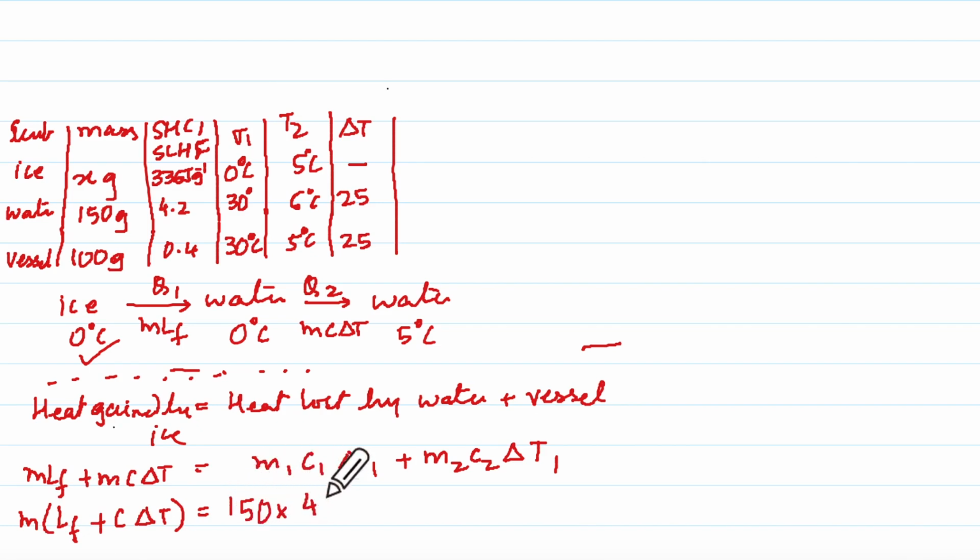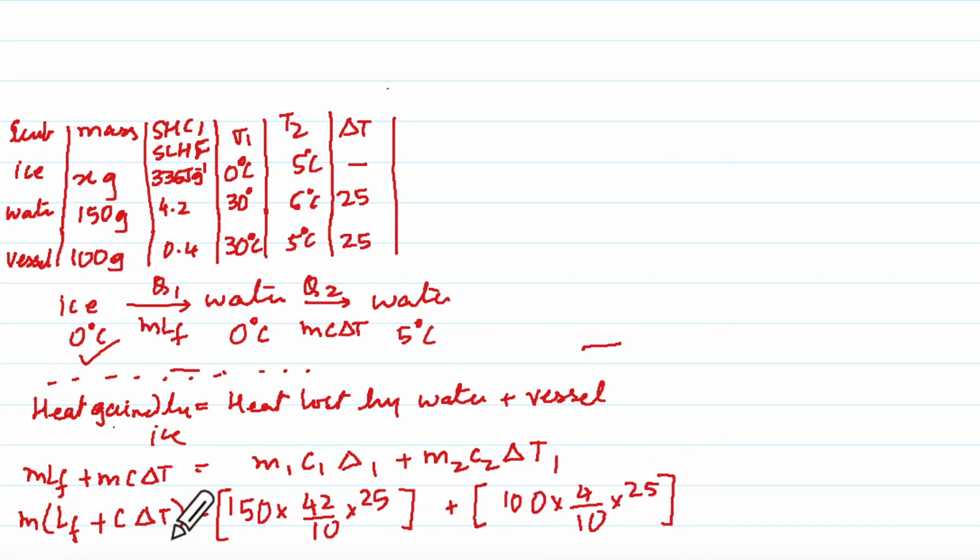And that is going to give me 150 into 4.2 upon 10 into 25. Put brackets so that the teacher can see the numbers easily. Okay, 100 into 0.4 upon 10 into 25. Okay, now substitute here this side. X into bracket LF is 336 plus C delta T. Water has become 4.2 upon 10 into 5, and that is equal to, here this got cancelled, and this got cancelled.